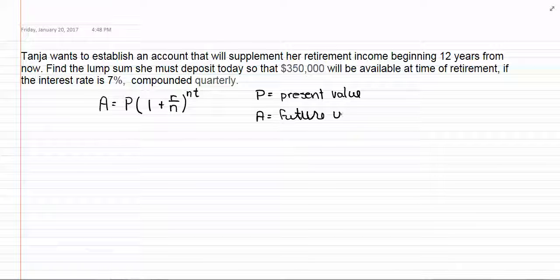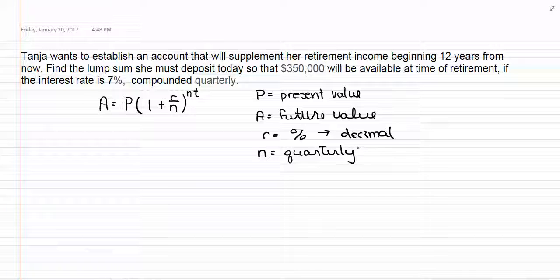And then you have R, which is your rate, which is a percent that you need to convert over to a decimal when you compute the problem. N is the number of times the money is compounded per year. So it could be, for example, quarterly, in which case that means 4 times per year.